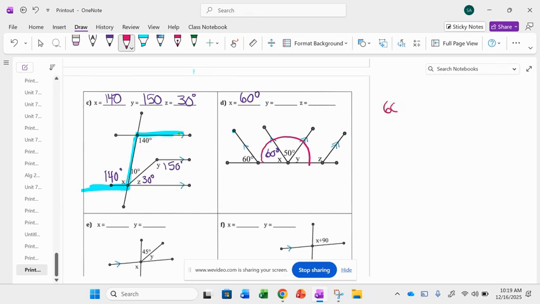So I'm going to add X, 60, and 50 and get 110. And then I'm going to do 180 minus 110 and get 70 for Y. This was the trickiest part of the whole problem.